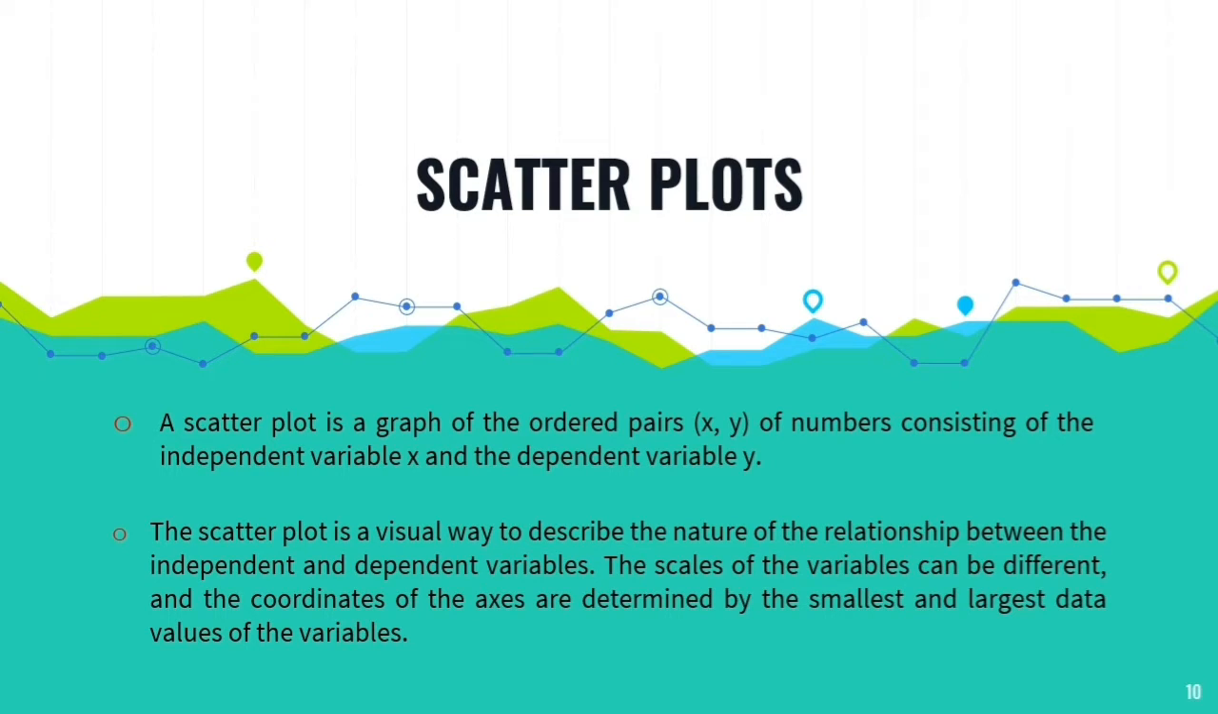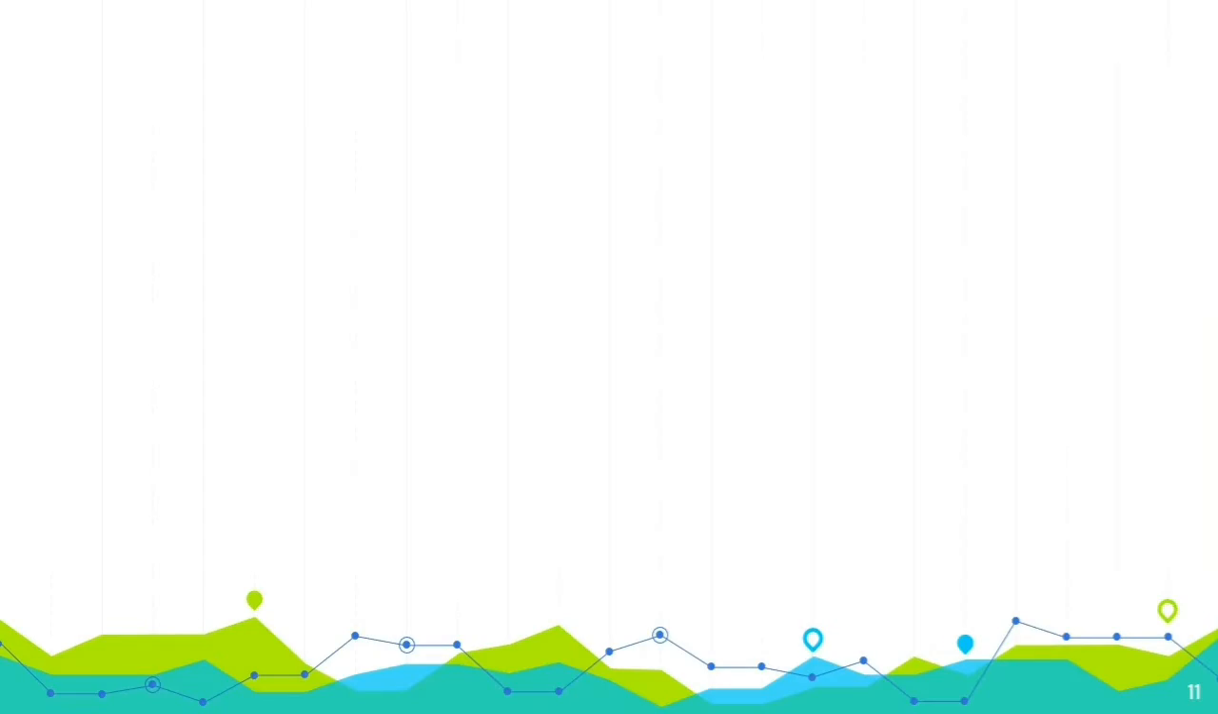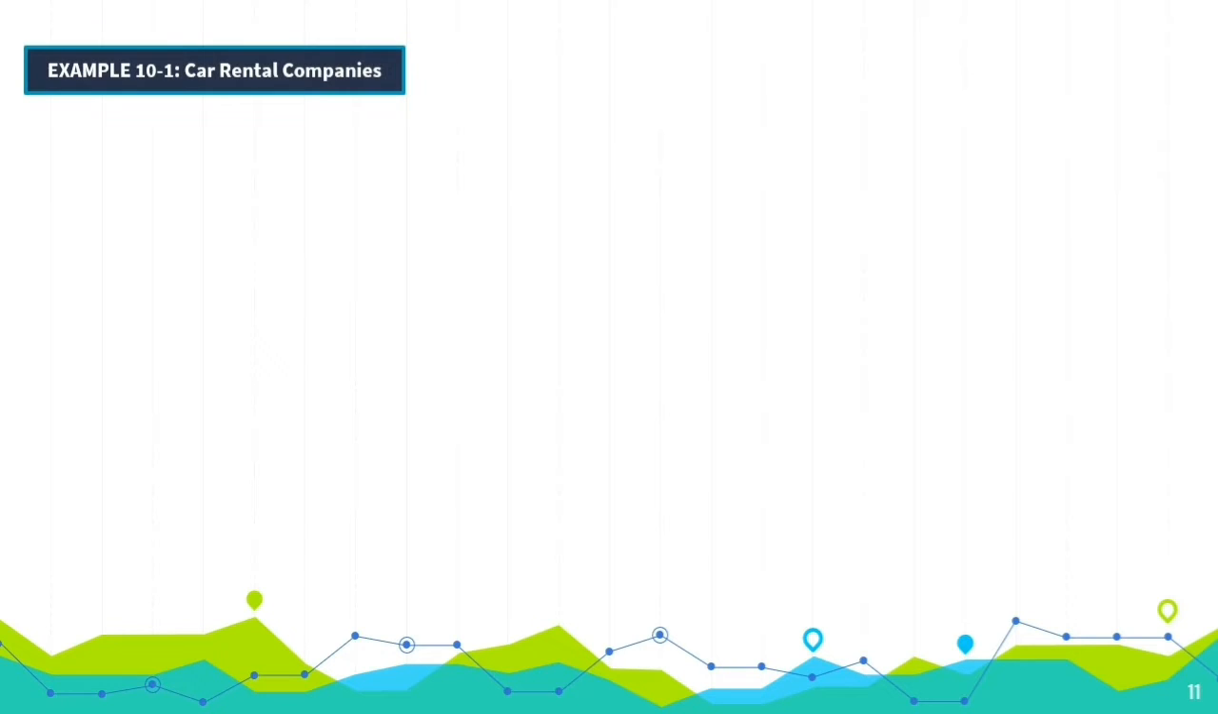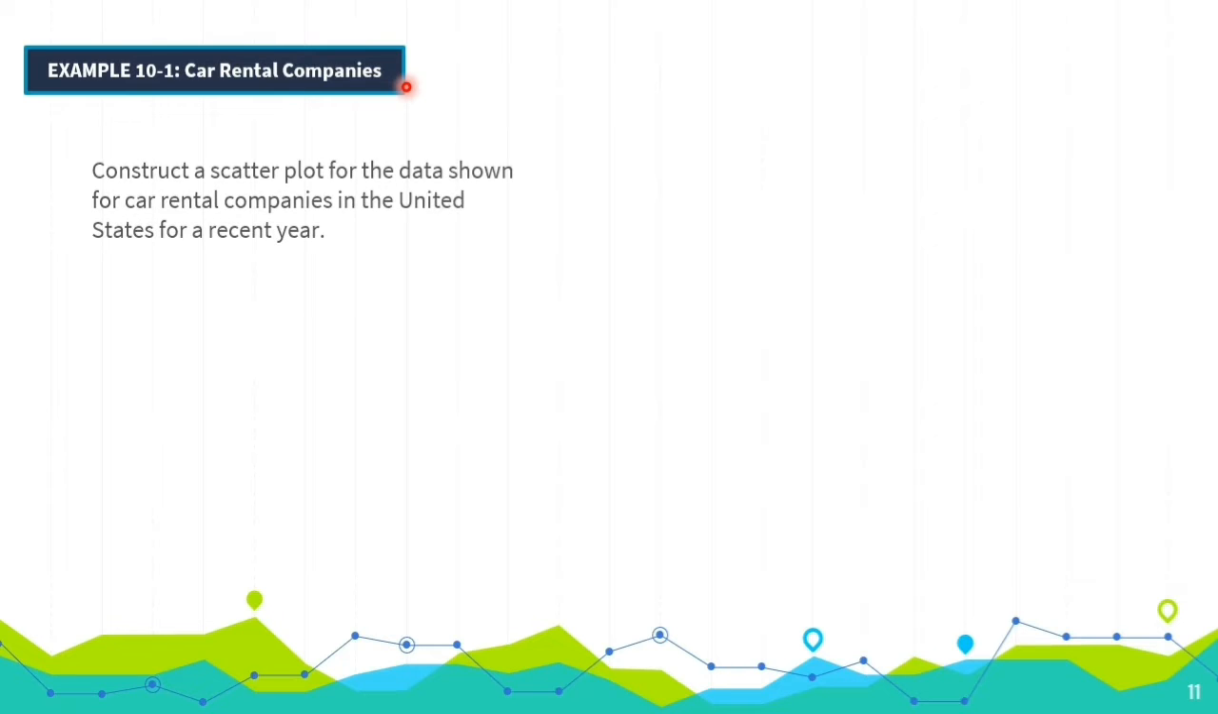The scales of the variables can be different, and the coordinates of the axes are determined by the smallest and largest data values of the variables. So now, I will show you the procedure for drawing a scatter plot using the following example. Let's start with Example 10-1, car rental companies. Construct a scatter plot for the data shown for car rental companies in the United States for a recent year.